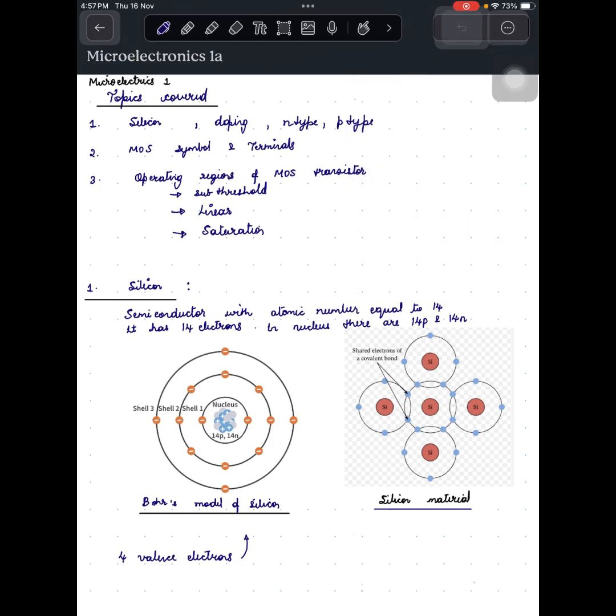Welcome to Microelectronics 1A. I'm going to discuss the following topics: silicon semiconductor, doping of silicon semiconductor, that is N-type silicon, P-type silicon, MOS transistor symbol and its terminals, operating regions of MOS transistor, that is the subthreshold region, linear region and saturation region.